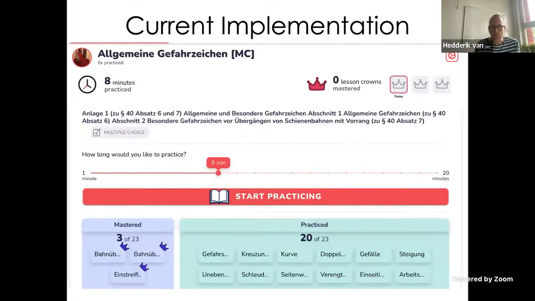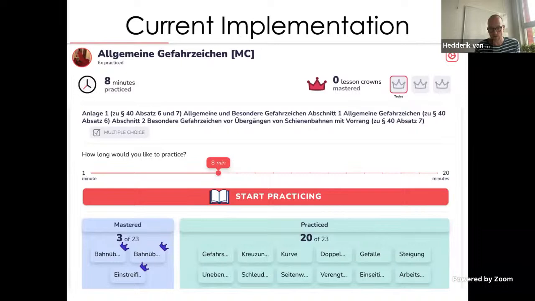And that is what we have implemented in our system. What you see here is the same system that I jumped over quite quickly before. What you can see on the top are the lesson crowns. Every time a student knows all the items that are being presented, that student gets a lesson crown. And this is a lesson about traffic signs in German.